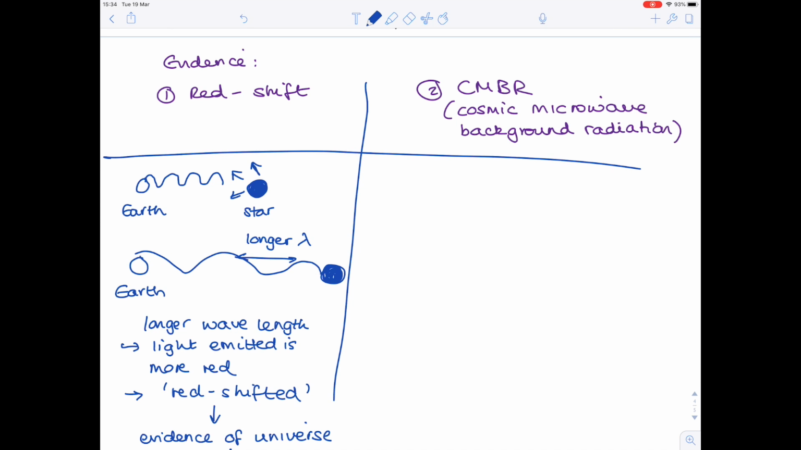Looking now at CMBR, so we've already said that this is cosmic microwave background radiation. It's detected in all directions in space. It has a constant temperature of approximately -270 degrees Celsius, and it's thought to be the remains of thermal energy from the Big Bang spread thinly across the whole universe.